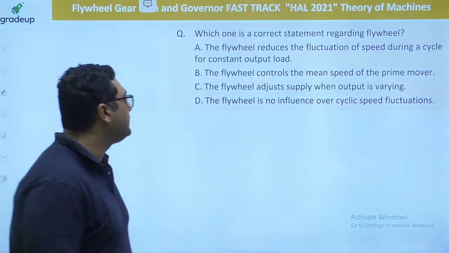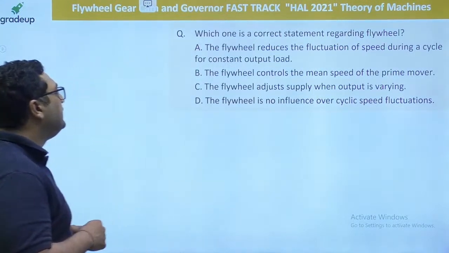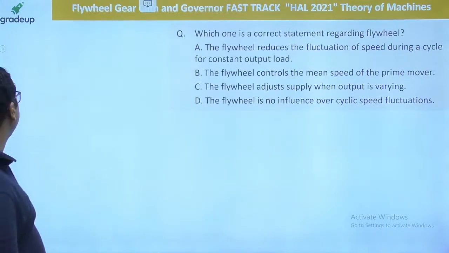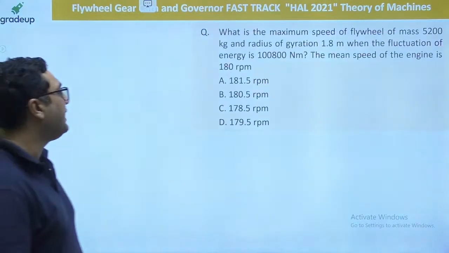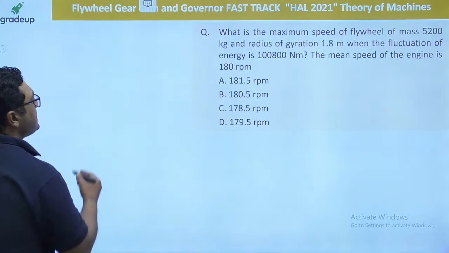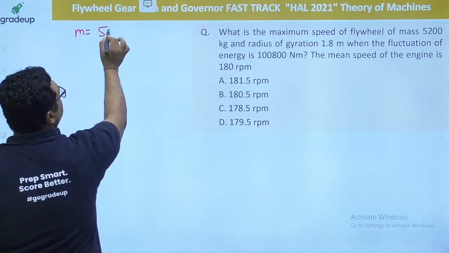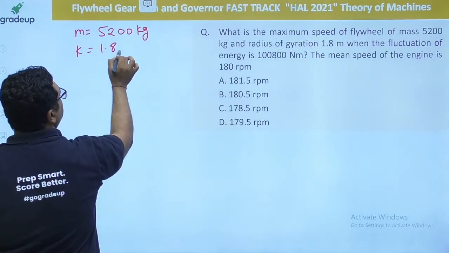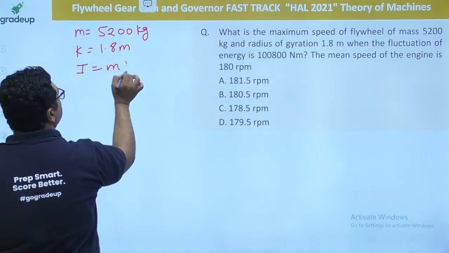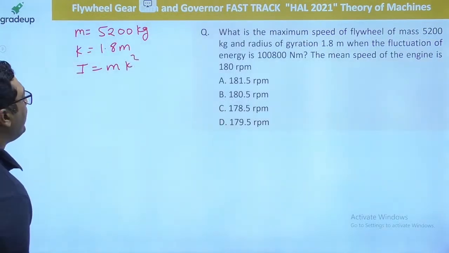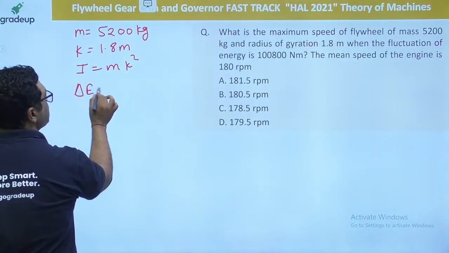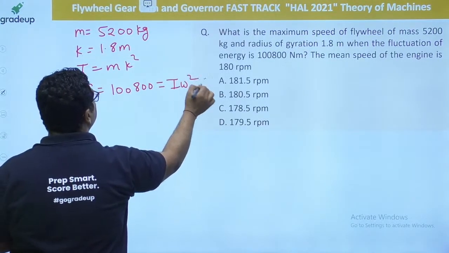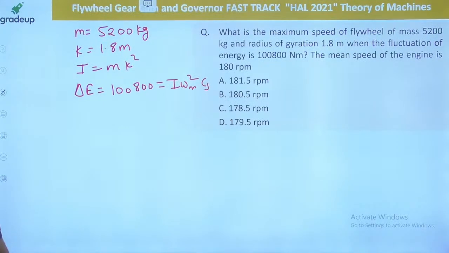Which one of the following statements is correct regarding the flywheel? The flywheel reduces the fluctuation of speed during a cycle. That question we have already seen. Next question: what is the maximum speed of a flywheel having a mass of 5200 kg, radius of gyration 1.8 meter, I will be mk square, when the fluctuation of energy delta E is given as 100,800 and it equals I omega mean square CS. You need to find out the mean speed of the engine.